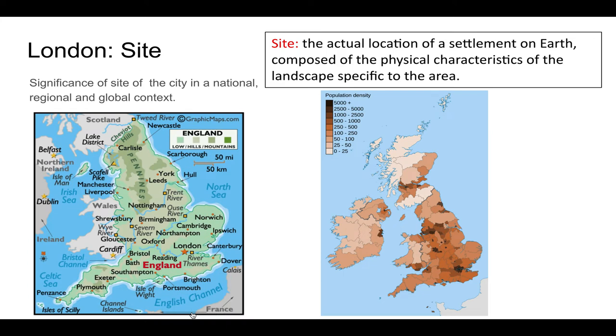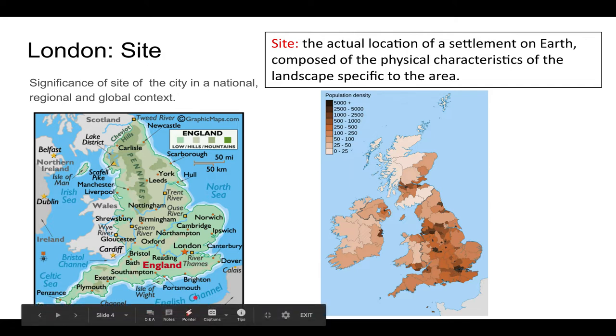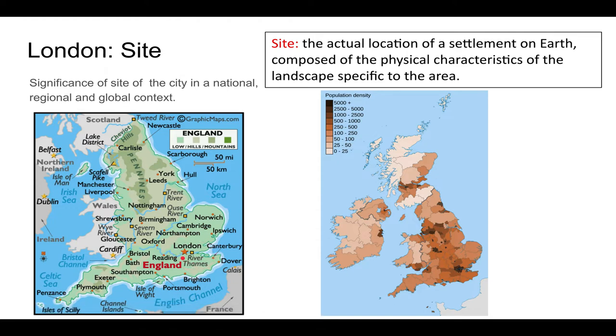If we look at London's site then in terms of its place in England, we need to remind ourselves that it is in the southeast of England, and it sits, of course, on the River Thames and quite close to the Thames estuary, which is where the Thames flows into the North Sea. And that has a real impact on some of the characteristics and even the risks that London faces. So its site is really important.